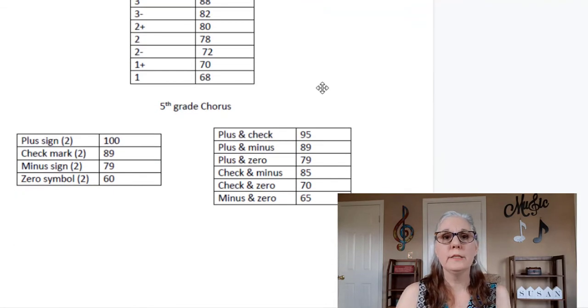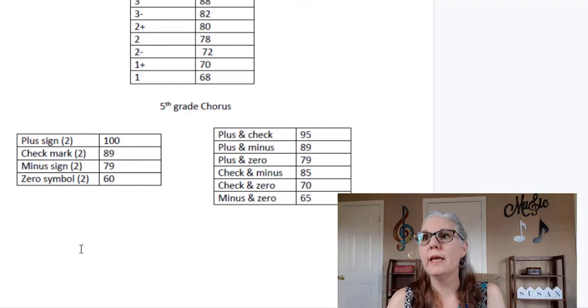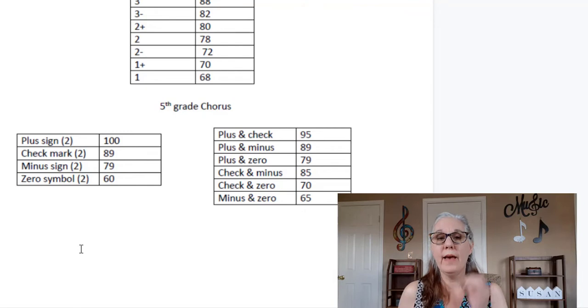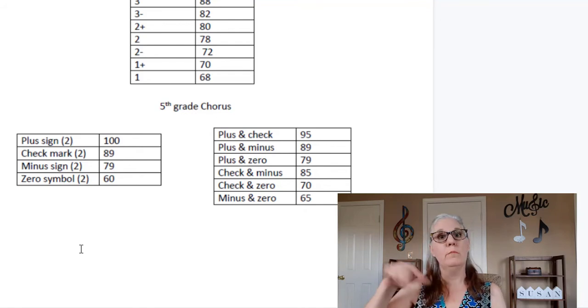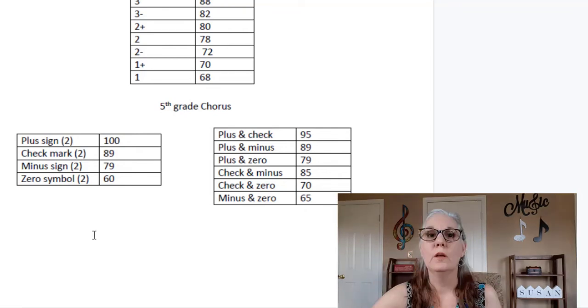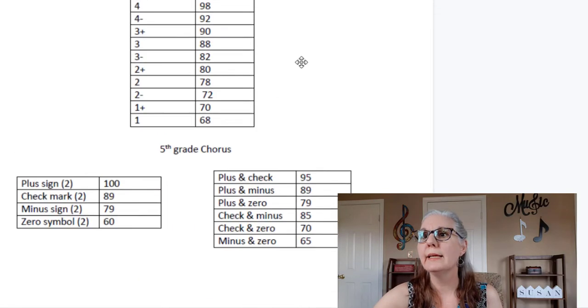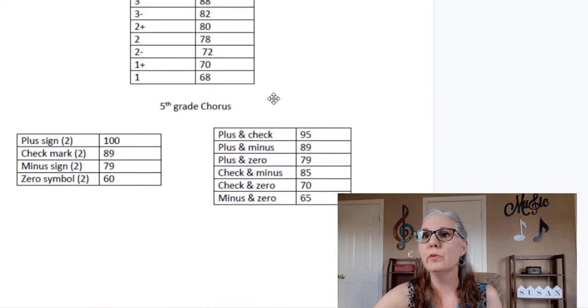For 5th grade chorus, I do them a little bit differently. They are also on a numerical system, but I have had as many as 45 5th graders at a time. As you can imagine, assessment takes a while with 45 students. So I try to be as fast as I can. And the quickest system I've ever discovered is just doing plus, check, minus on down the line. So you're going to see later on in the presentation, it's very similar to what I do with kindergarten, except you see the 2 in parentheses.